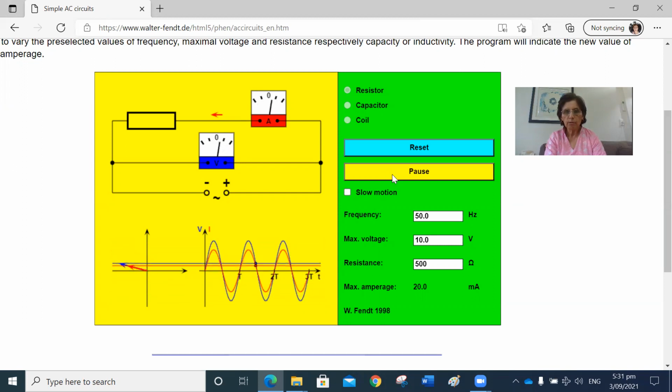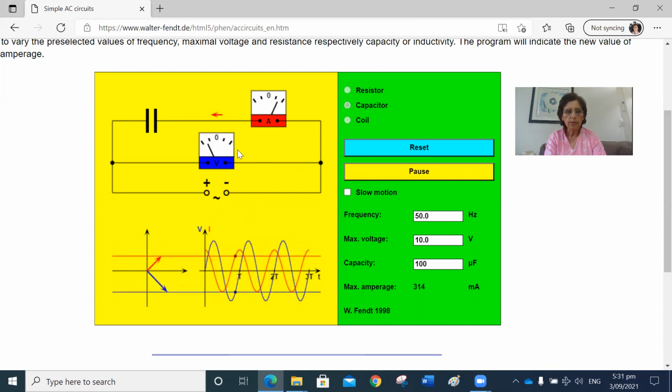So let's change it now to a capacitor circuit. Reset, and capacitor. So now let's start it. As you can see over here, current is again moving back and forth, but from the graph, it is quite obvious that voltage and current values are not in phase.